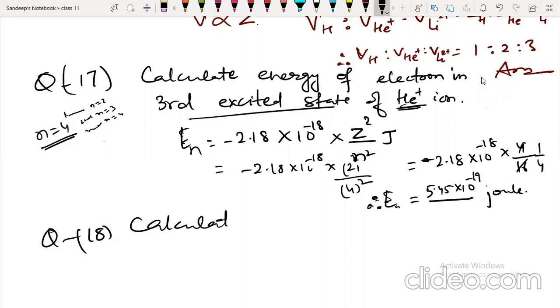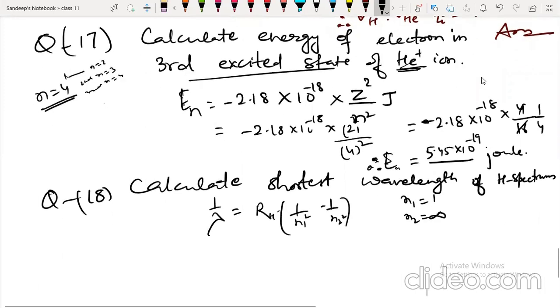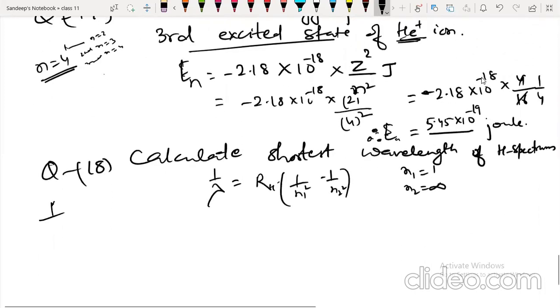Calculate the shortest wavelength of hydrogen spectrum. So you know that 1 by lambda equal to RH 1 by N1 square minus 1 by N2 square. For shortest wavelength, N1 is equal to 1 and N2 is equal to infinity. Put this. Keep in mind that 1 by infinity is 0, or 1 by infinity square is also 0.